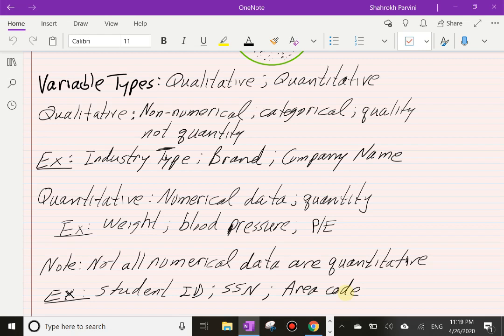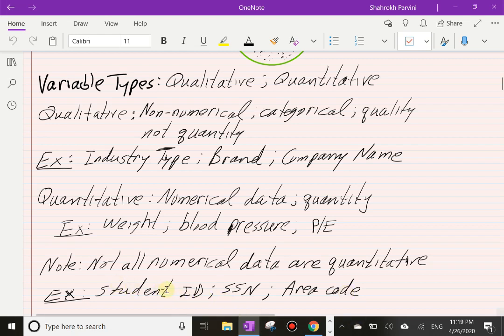Think about telephone area codes. These are numbers, but it wouldn't make sense to say that the average area code in the county of San Diego, where we live, is, I don't know, 837. That area code 837 may not even exist. So it just doesn't make sense to do numerical analysis on qualitative information like this.